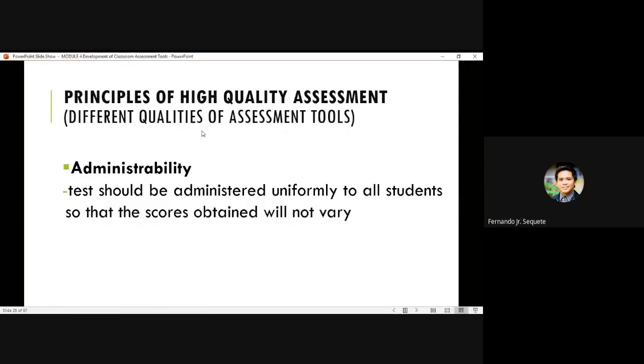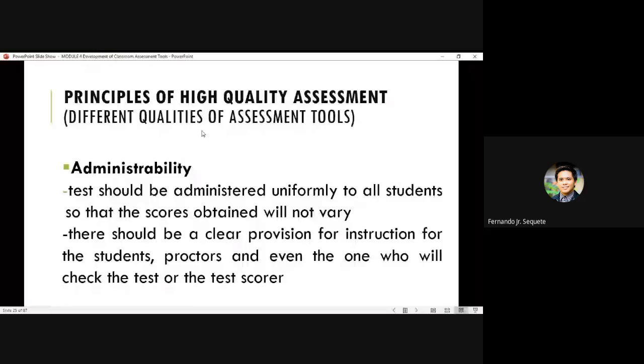So tests should be administered uniformly to all students so that the scores obtained will not vary. They actually believe that when there are variations in administering the exam, the scores that will be obtained by the students will also vary. So that is why tinitingnan talaga if the other group administers the test this way, the other group should administer the test the same way. Okay? There should be a clear provision for instruction for the students, proctors, and even the one who will check the test or the test scorer.